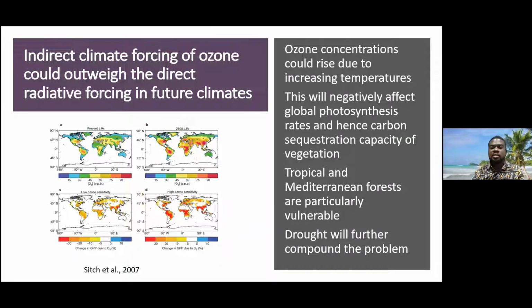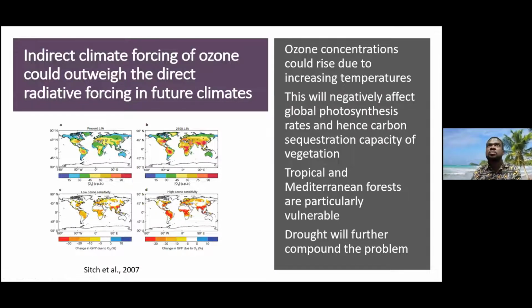And again, the indirect impact of ozone is estimated to outweigh the direct radiative forcing. As I have already indicated, ozone is a greenhouse gas, and so it directly affects climate change or global climate. But it's the indirect impact, as indicated by this plot taken from Sitch et al. 2007, that shows that by the end of this century, ozone concentrations could increase rapidly, especially in the tropical regions. And that will have a huge impact. It could reduce GPP by as much as 30% in the tropical regions.